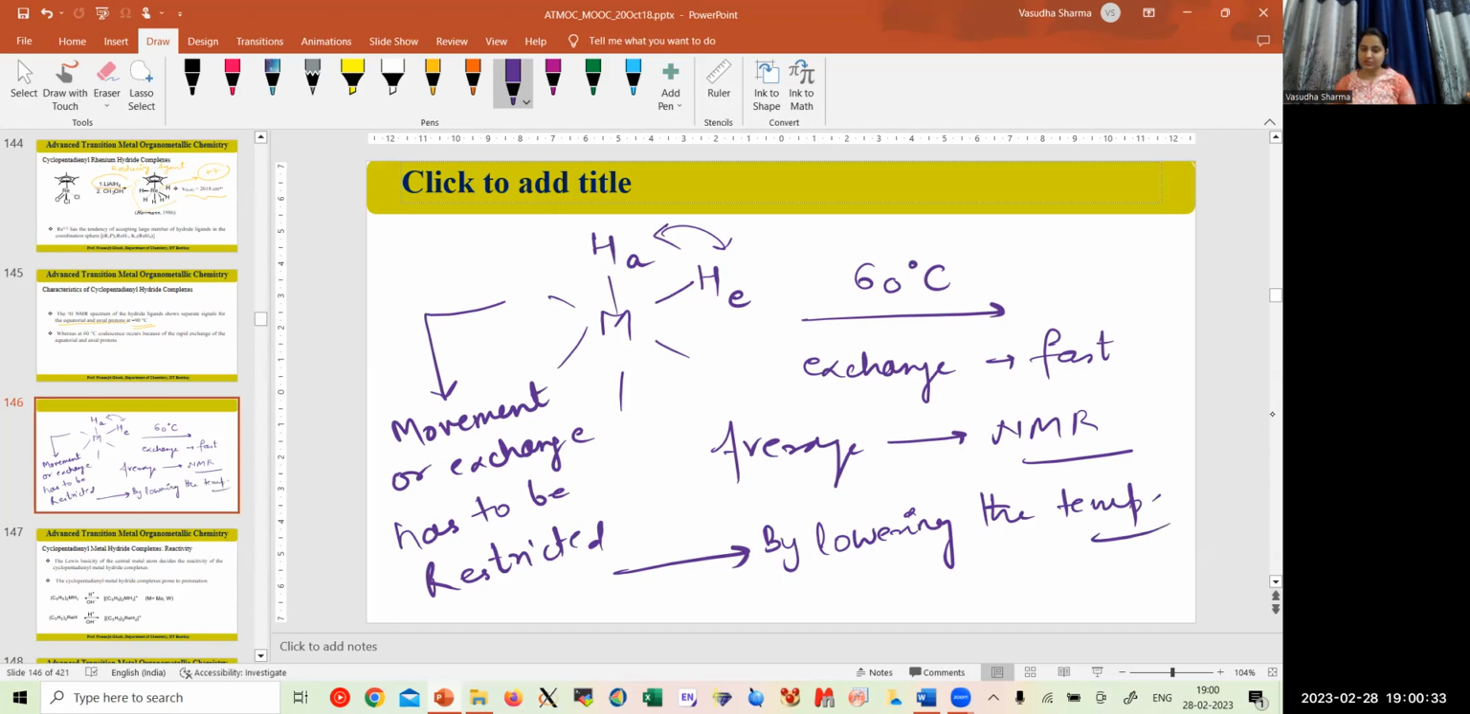So when we lower down the temperature, for example, -90 degrees, which is a very low temperature, what happens? Their exchange becomes very slow. So now the NMR spectroscopy instrument, their relaxation time matches with their exchange time, and therefore the instrument can detect whether this is axial, that is equatorial, their chemical shift values would be different. But when the exchange is very fast, the instrument tends to believe that okay, both are the same. So it will not be able to capture both of them separately. That will come as an average environment.